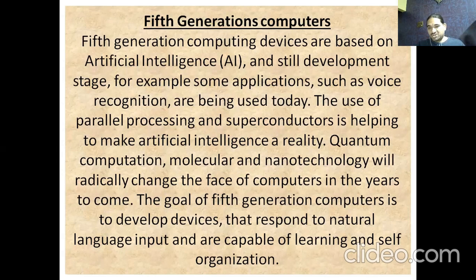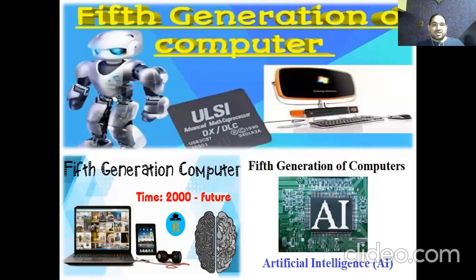Every state has different languages. So I'll show you pictures of the fifth generation. Robots you can see there. The fifth generation time starts from 2000 onwards. So 22 years, still 21 years we have completed. Still we are working, and every time you find something new coming in the computer world.